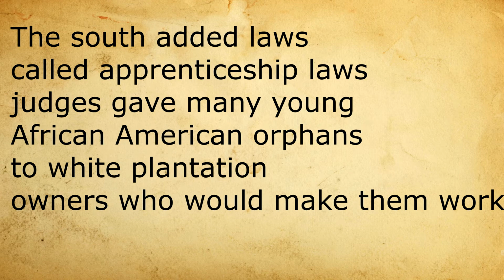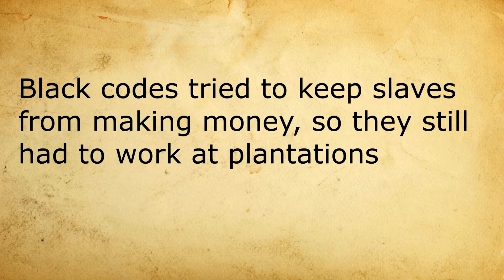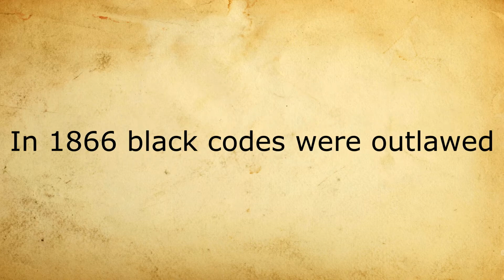The South added laws called apprenticeship laws. Judges gave many young African American orphans to white plantation owners who would make them work. Black Codes tried to keep former slaves from making money, so they still had to work on plantations. In the year 1866, the Black Codes were officially outlawed.